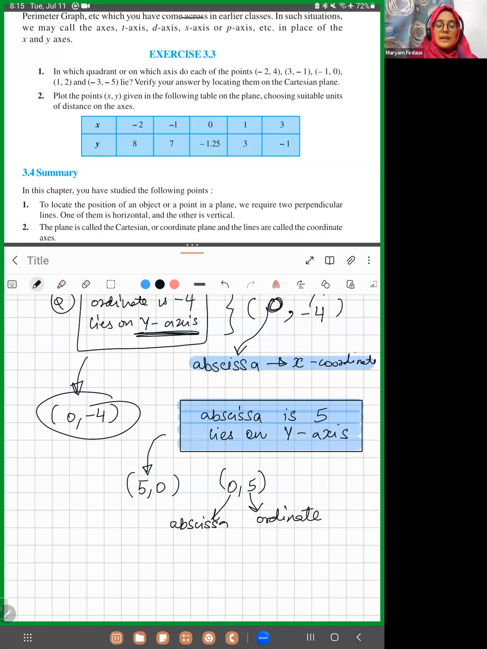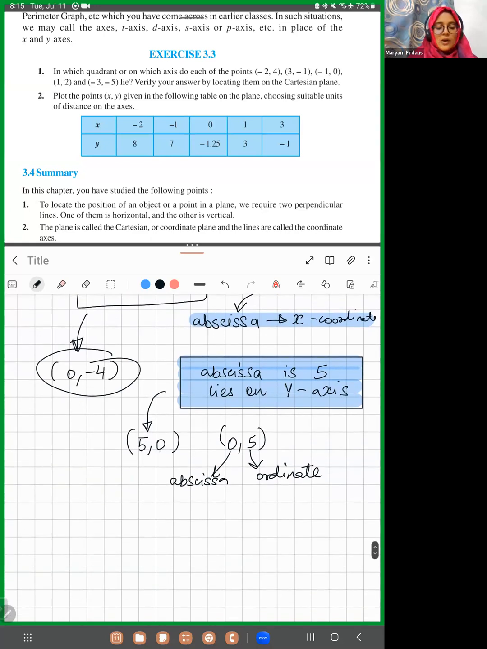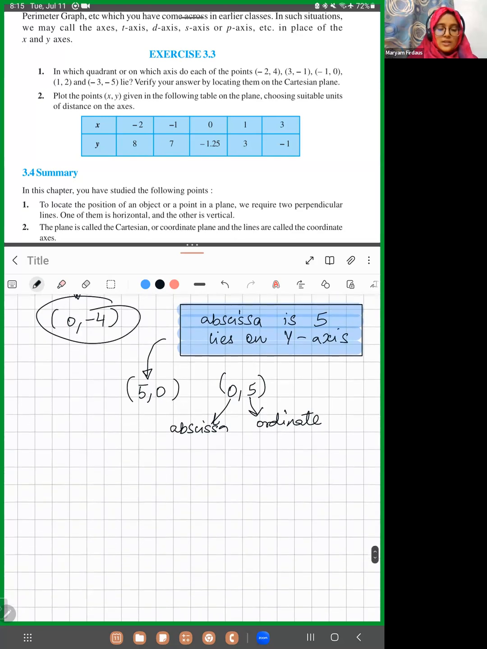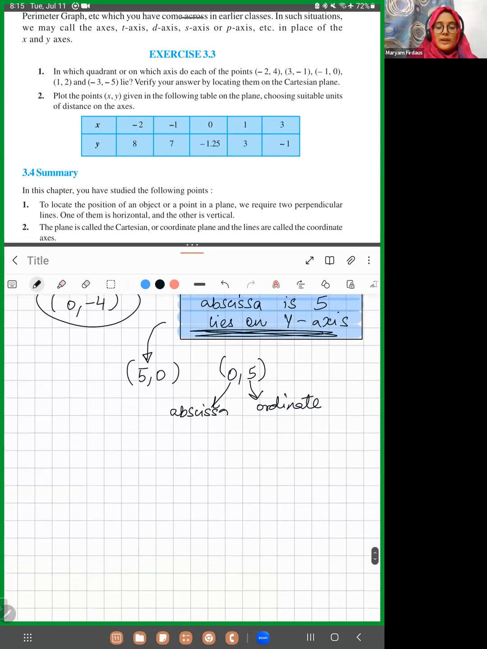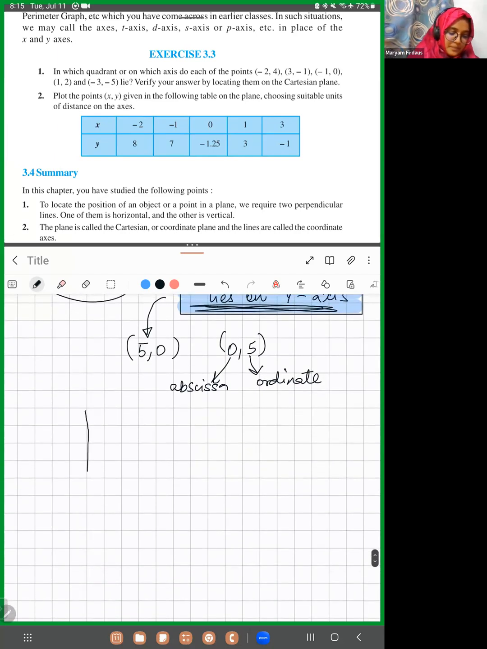So now let's look at Alina's answer. Alina said 5, 0, right? Because abscissa is supposed to be 5. So she put 5 in the abscissa, and now the other coordinate is 0. Now my question is, it says it lies on the y-axis, right? Do me a favor and plot this point on your graph. Just plot this point, okay?